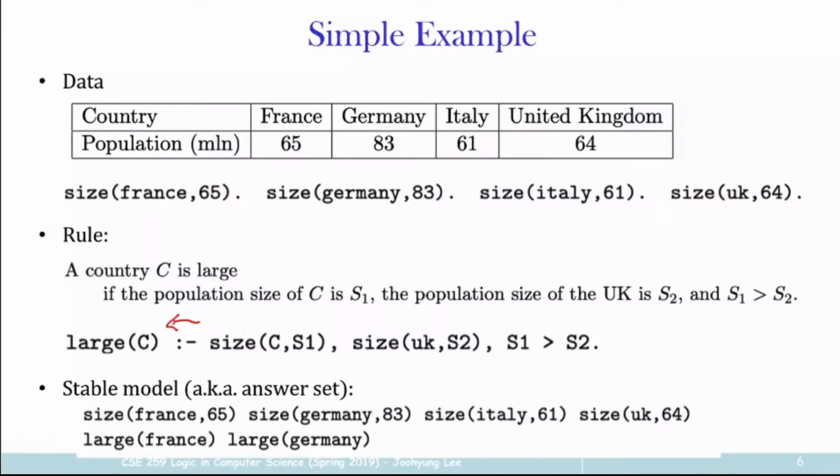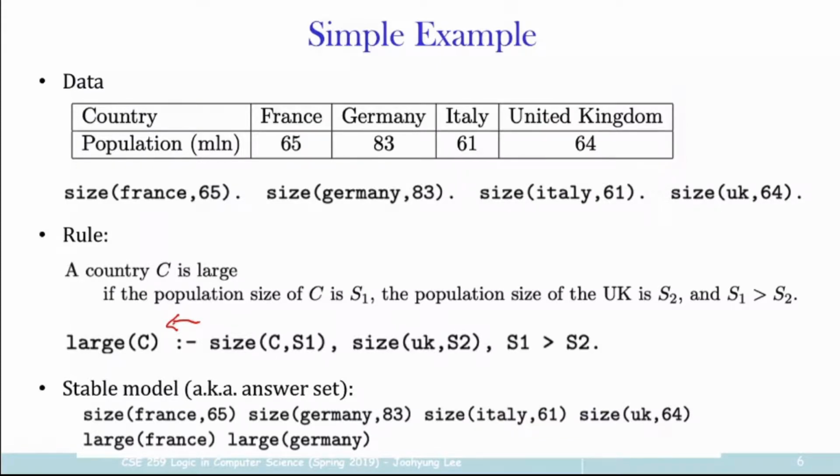You see that the first 4 atoms here are the same as what you are given. So you already told Clingo that this is the size. But also, the new things coming out, like larger of France, were not occurring in the given rules. But now it is deduced from the rules that you have. And the same for larger of Germany.